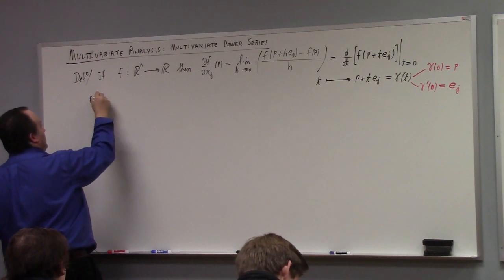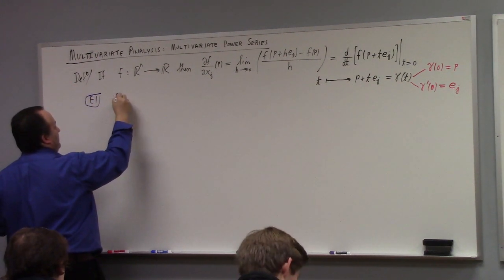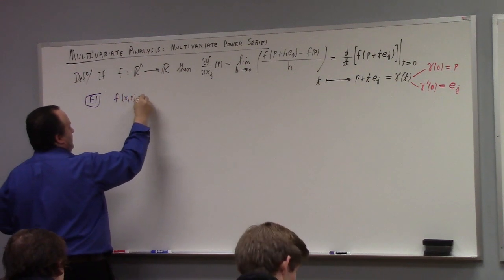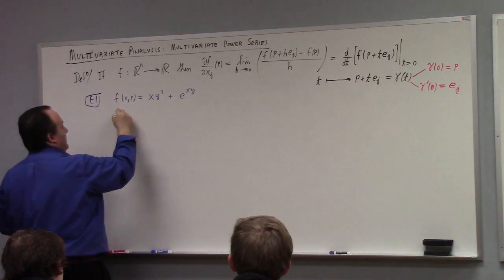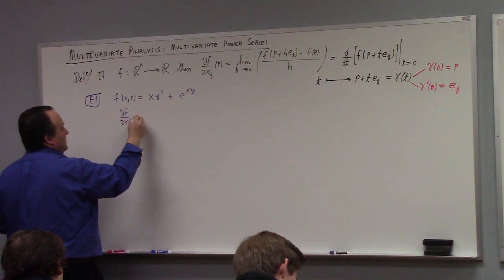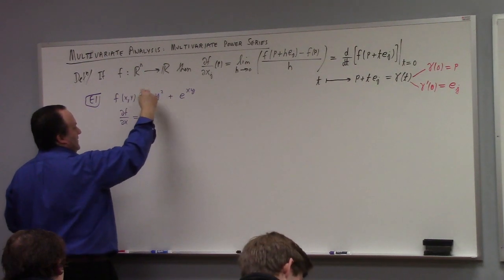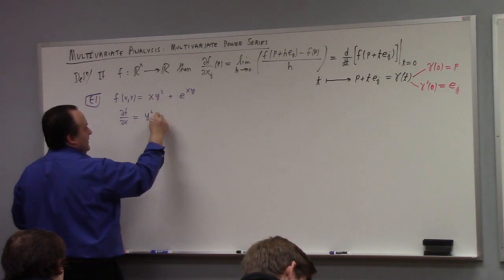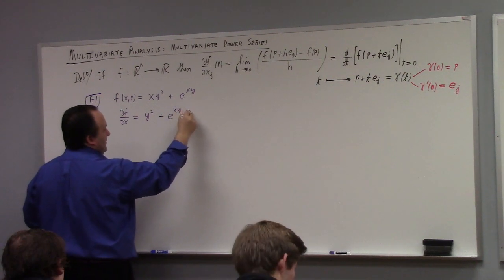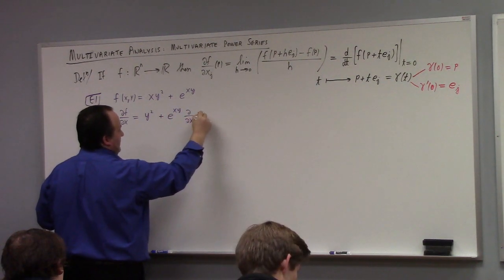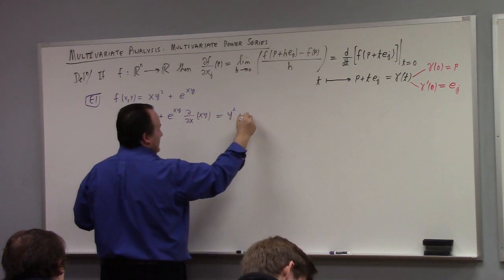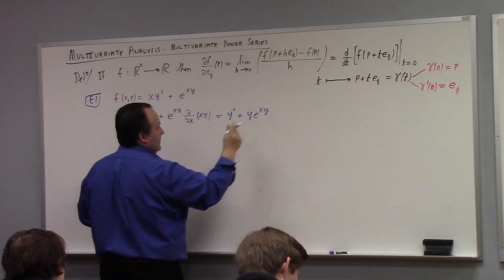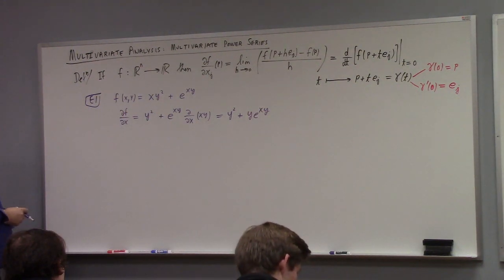Let's see here, so example 1. What would it be if I had f of x,y equals x y squared plus e to the xy. Calculate partial f, partial x, what do we get? Differentiating, I get y squared and then plus e to the xy, chain rule, partial x of xy. So lo and behold, we get y squared plus y e to the xy. Because the partial derivative of xy with respect to x is just y.